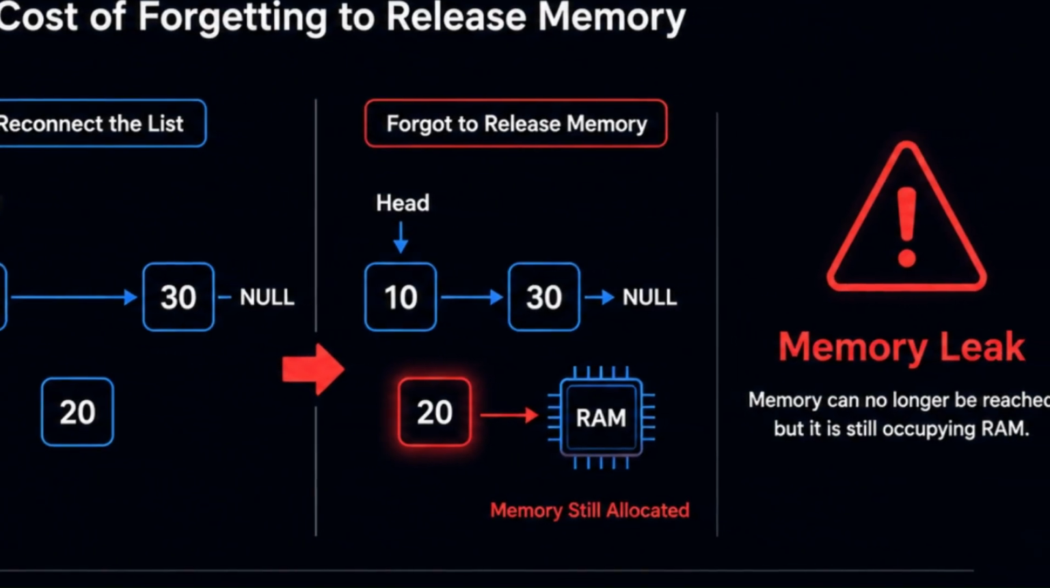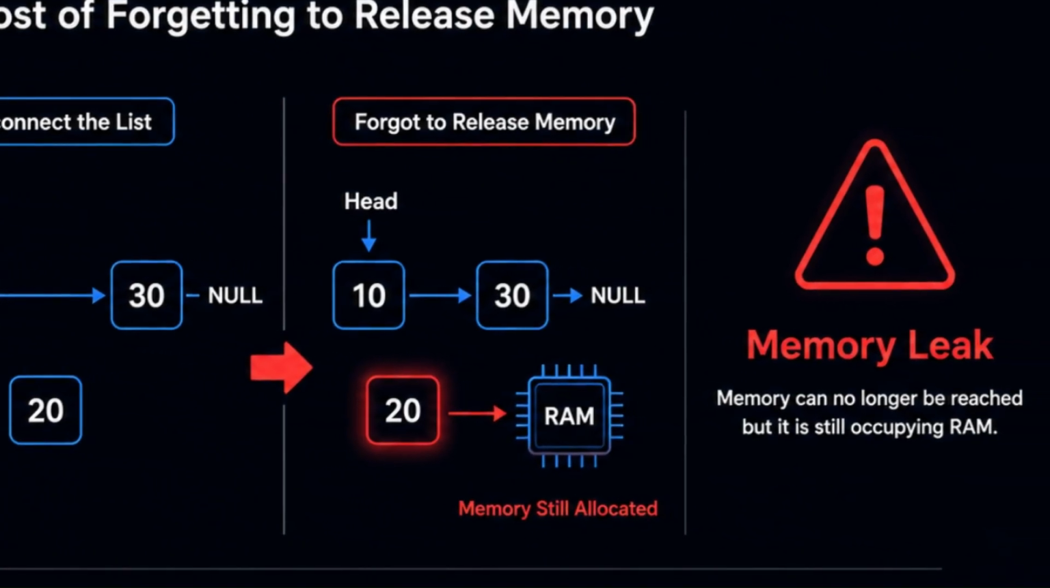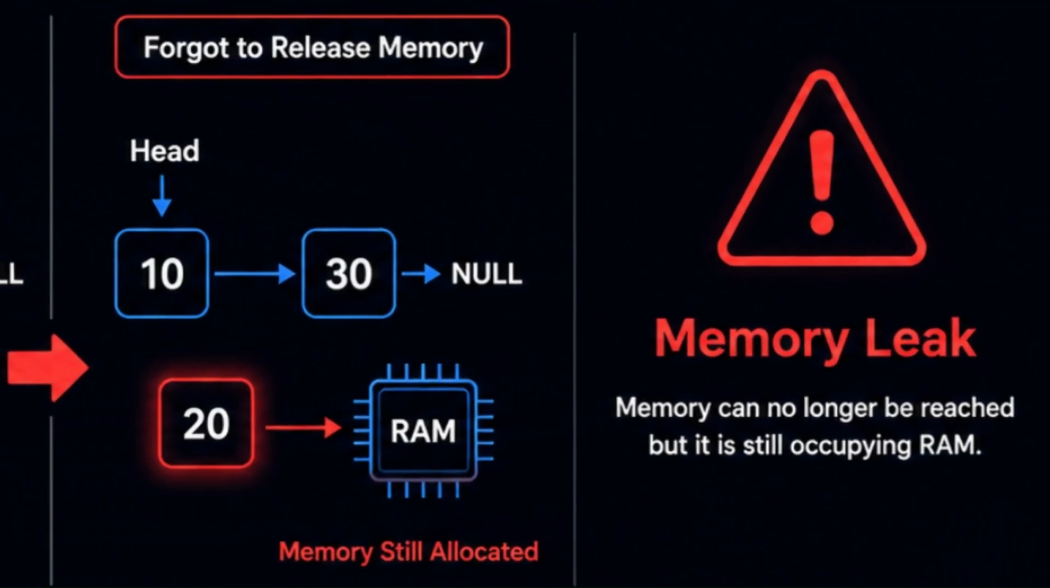If we forgot to release its memory, that memory is still allocated. Our program has completely lost access to it. Nothing can use it anymore. Nothing can free it later. That memory is permanently wasted until the program finishes running. This problem is called a memory leak.